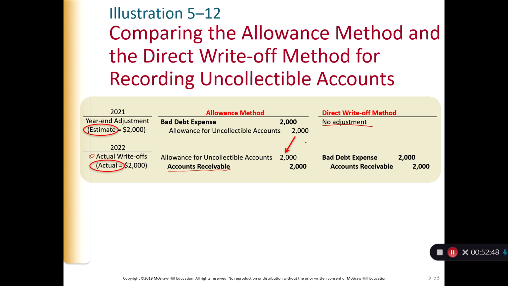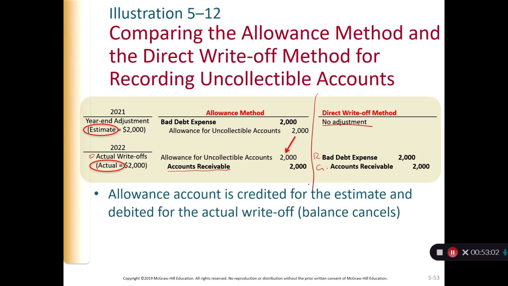Okay, but under the direct method, you debit bad debt expense at the point when you find out that you actually cannot collect in 2000, and you credit accounts receivable. So what's the difference? What is the impact on financial statements?